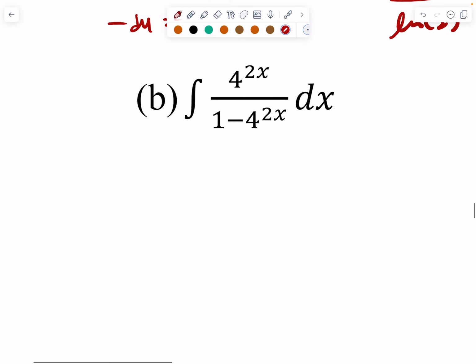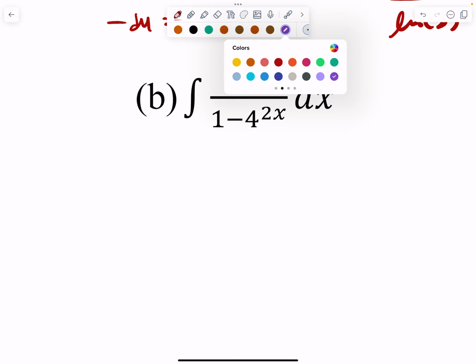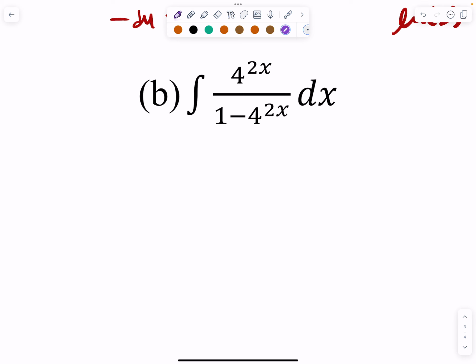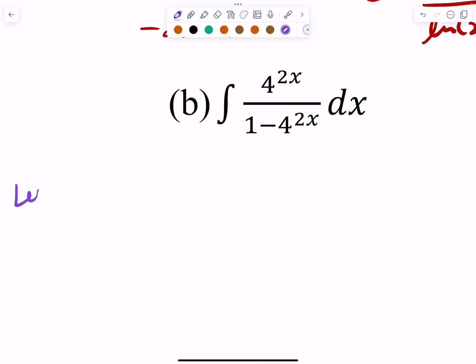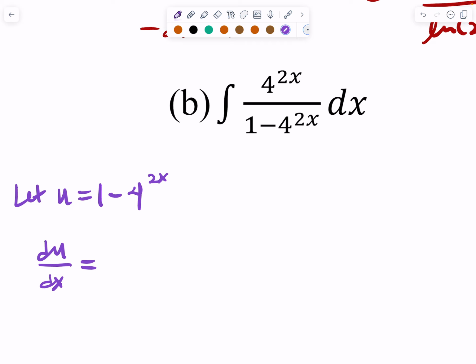Okay, so this also looks like a u sub problem. Let me switch colors here. We don't know how to integrate this without doing a u sub, so I'm thinking let u equal the denominator, and then to find du over dx, we will have to use the formula. We're going to have to think chain rule, so it'll be -4 to the 2x times ln of 4, and then times the derivative of 2x would be times 2.